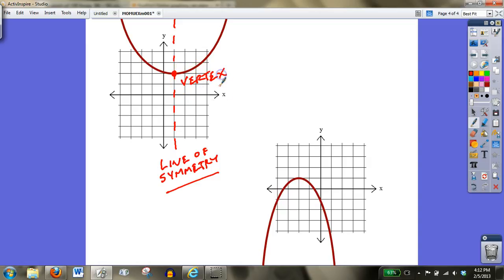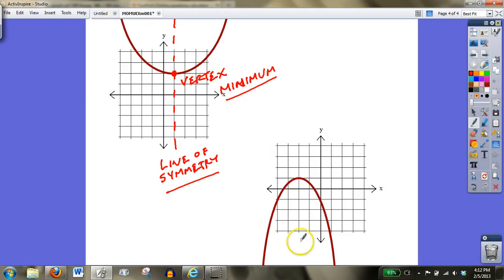V-E-R-T-E-X. And in this case, for this upward facing graph, it is a minimum because it's the lowest point that this graph is ever going to go. It's the minimum for the entire graph. M-I-N-I-M-U-M, minimum. Okay. So that's one possible example. Hopefully you can copy this down better than I'm writing.